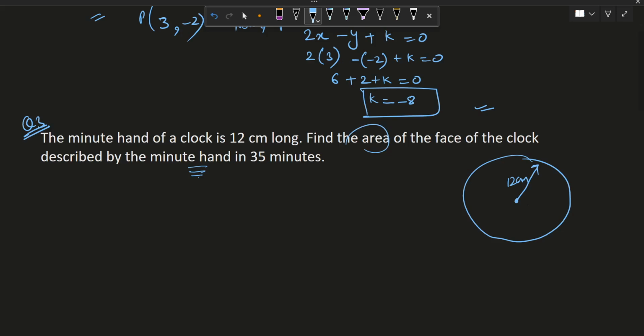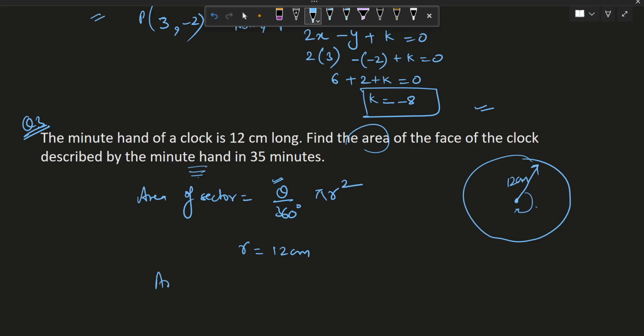We know the area formula. It's making a sector, and the area is given by theta by 360 degrees into pi r squared. Okay, I have r given because the minute hand is 12 centimeter long. I need to calculate this theta, meaning in 35 minutes what angle is it forming. You have to calculate that. Now in 60 minutes how much angle is formed by the minute hand?